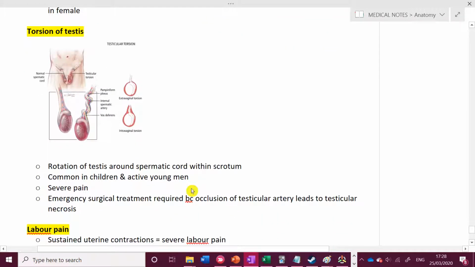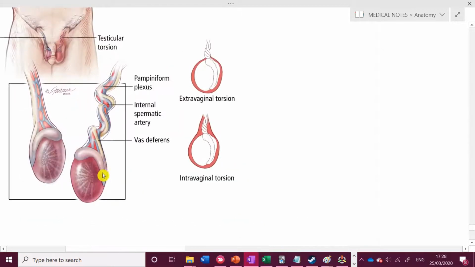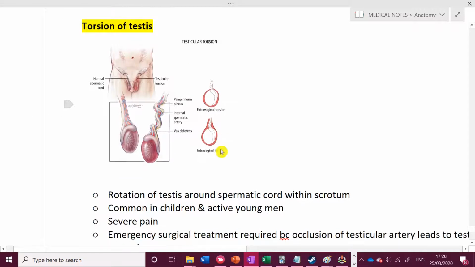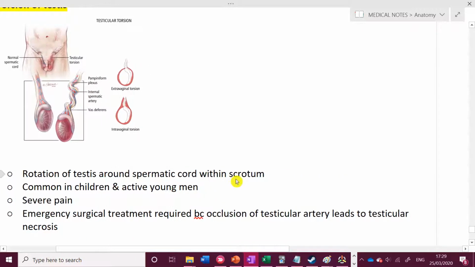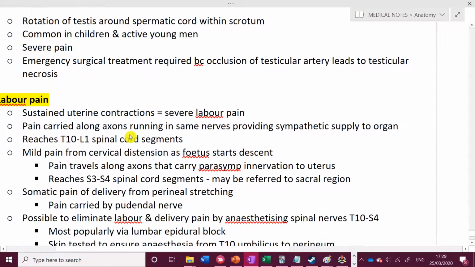Torsion of the testis is rotation of the testis around the spermatic cord within the scrotum. You can see here this testicle has undergone torsion, as opposed to this normal one. It's common in children and active young men, and some people say that cycling can increase the risk of this happening. It causes severe pain and requires emergency surgical treatment because occlusion of this testicular artery leads to testicular necrosis. So we need that blood supplied to the testis.